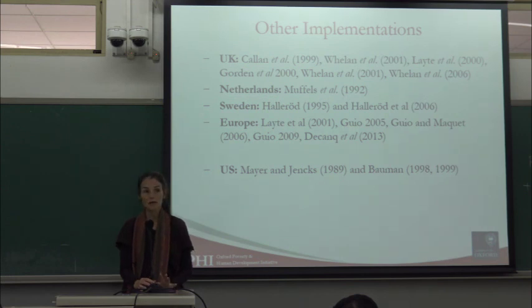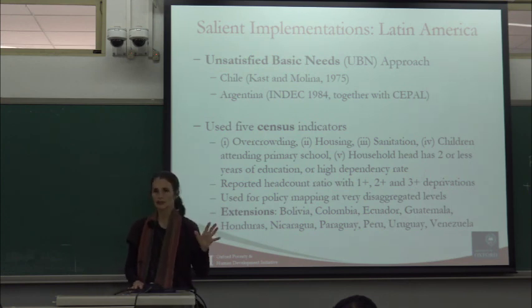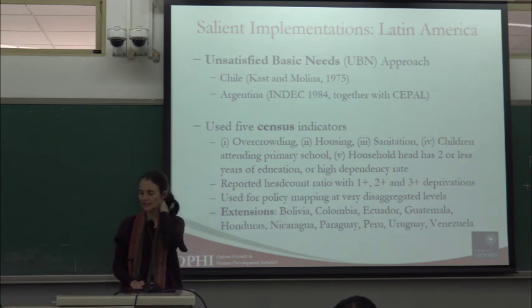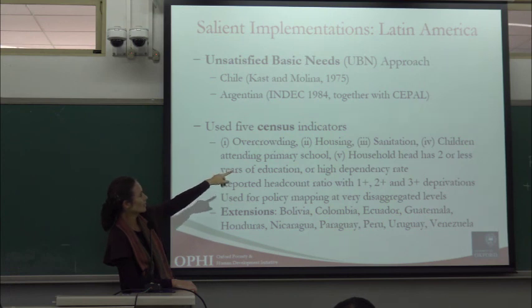And there are many, many more implementations, particularly in Europe. This has been used very widely for social policy in Europe. Parallel to this European work, as I mentioned in Latin America, the first unsatisfied basic needs measure was implemented in Chile, and they used 5 census indicators: overcrowding in terms of housing, poor housing quality, poor sanitation, children not attending primary school, a household head with 2 or fewer years of schooling, and a high number of children and elders per workers in the household.